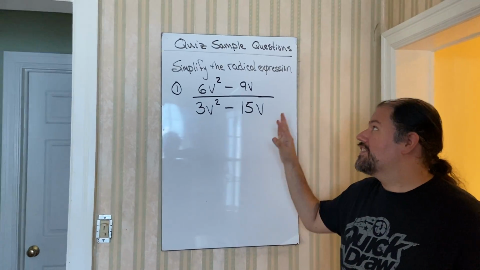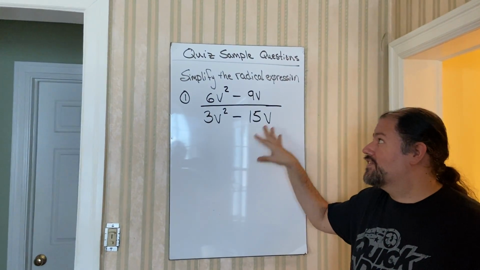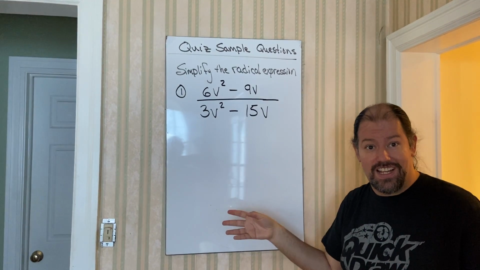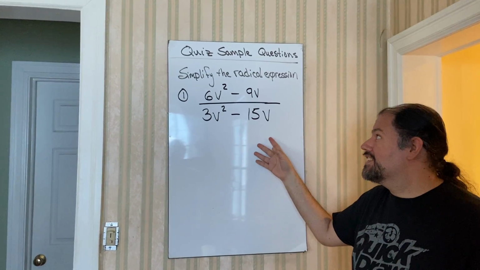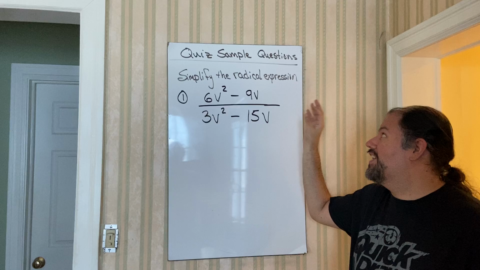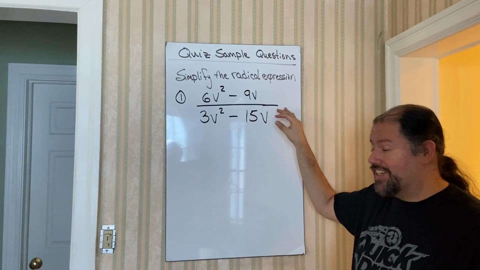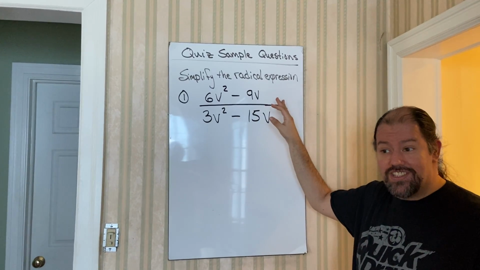So here we have our first sample question for the quiz. Remember, your quiz is going to have 3 questions. The first question is going to be asking you how to simplify a radical expression. You should know what a radical expression is by now.